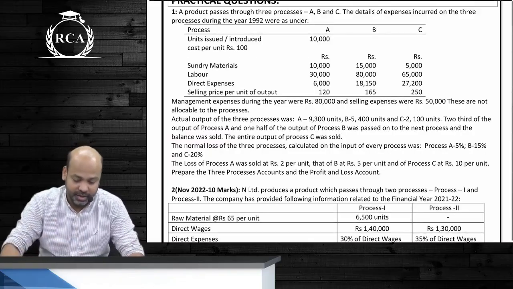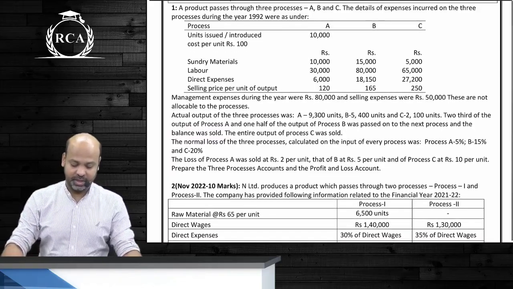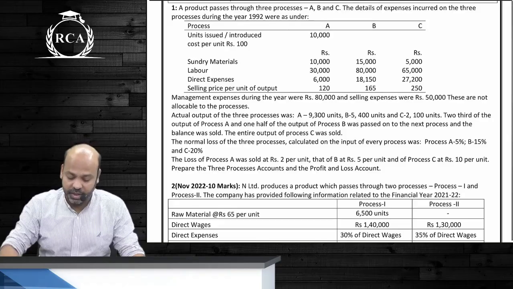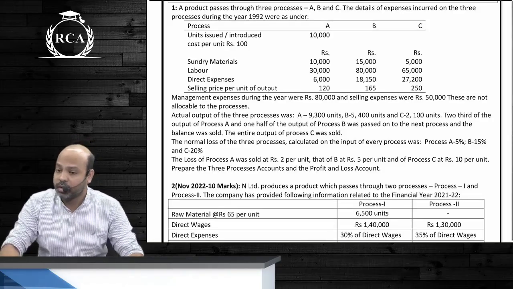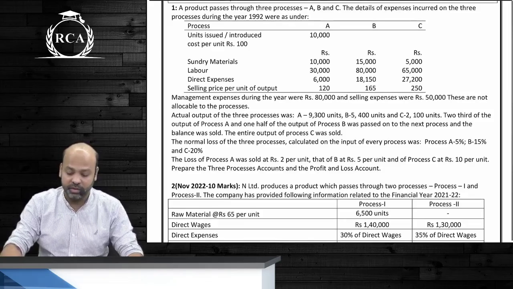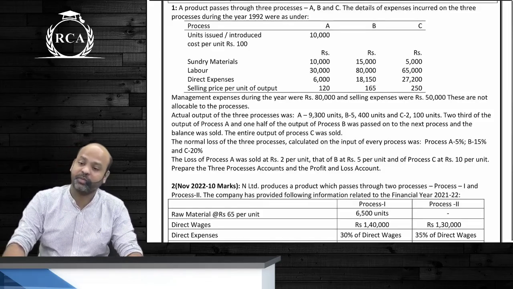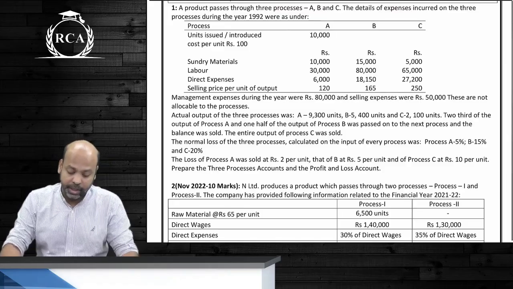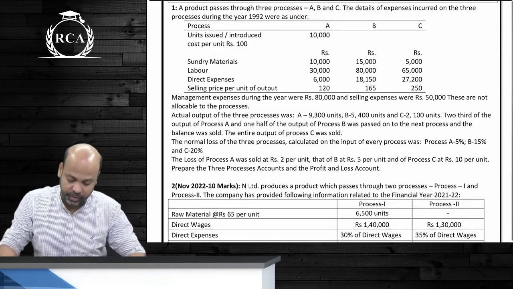Sundry materials, labor and direct expenses, these are the amounts that we have incurred. Selling price per unit of output is 120 rupees. Similarly for process B and process C. Management expenses during the year were rupees 80,000.